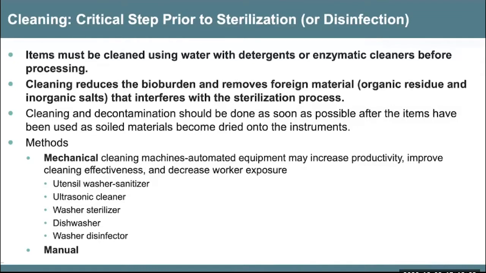So how do we do cleaning? Mechanical cleaning, machine automated equipment certainly increases productivity, improves cleaning effectiveness, and decreases worker exposure. So most of us use automated cleaning methods. You can use utensil washer sanitizers, ultrasonic cleaners, washer sterilizers in some cases. If not, just simple dishwashers can be used. And the one we prefer least is actual manual cleaning, although some very sensitive items or items with small lumens still need manual cleaning. Most places will use manual cleaning initially to get rid of the gross debris, but then we prefer a mechanical cleaning method.